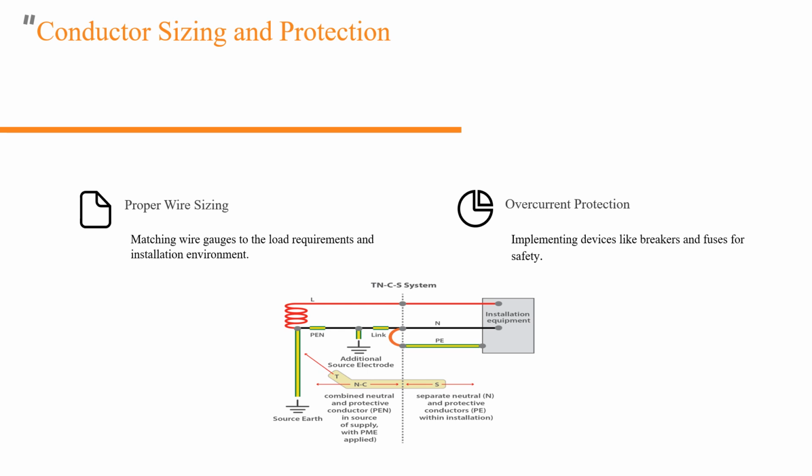Conductor sizing depends on factors like current, voltage, length, and environmental condition, while protective devices are sized to trip or open the circuit if the current exceeds the conductor's capacity.